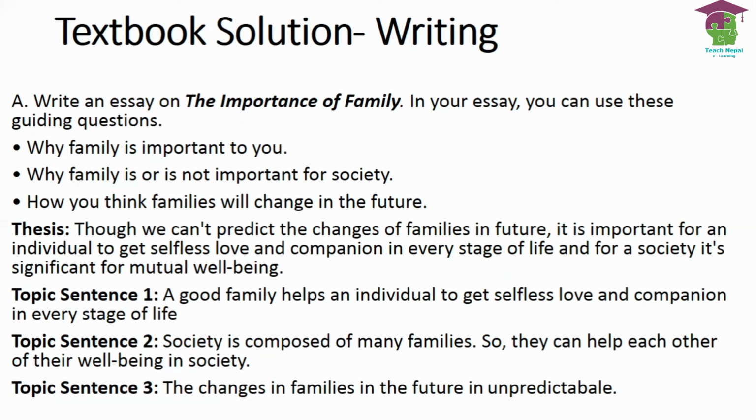Topic sentence 1: A good family helps an individual to get selfless love and companion in every stage of life, that might be ups and downs also, for selfless love and companionship. Topic sentence 2: Society is composed of many families so they can help each other for their well-being in the society. Topic sentence 3: It's not predictable, the pattern of family. It can be changed in different ways. Whatever we predict now, it can change in different ways.